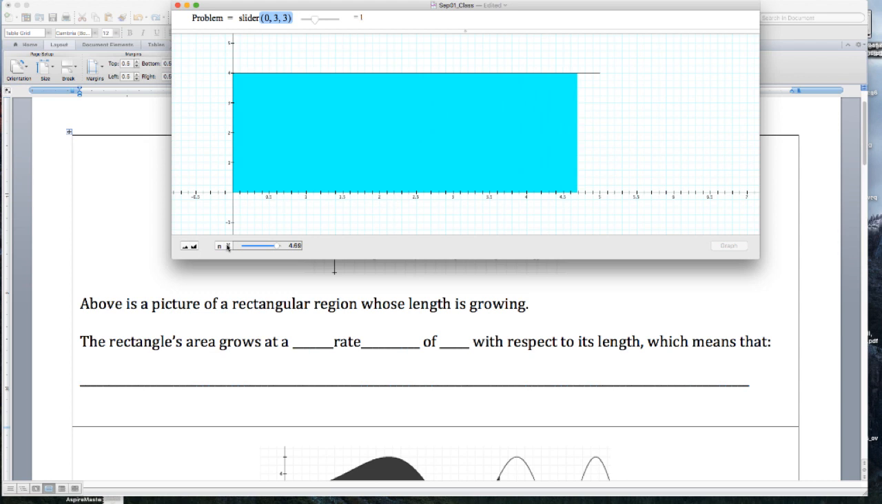Everyone, y equals 4 defines the top of that rectangle. We need that, and I thought it would show up.